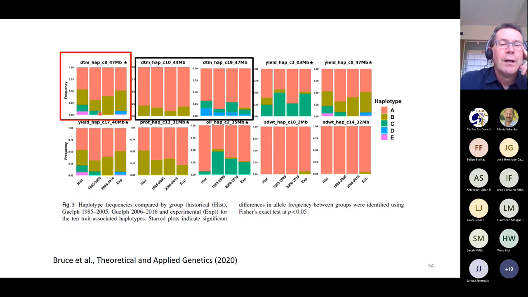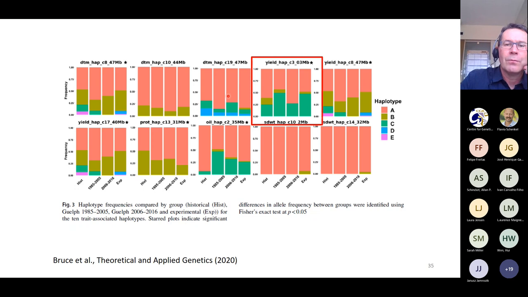So that's the green one, and it never appeared again. The reason being that it was a haplotype that led to later maturity, too late for Ontario, and we kind of screened it out, selected against it. And the haplotypes that are still prevalent are A and B. Not as much change in the haplotypes for days to maturity on chromosomes 10 and 19, though.